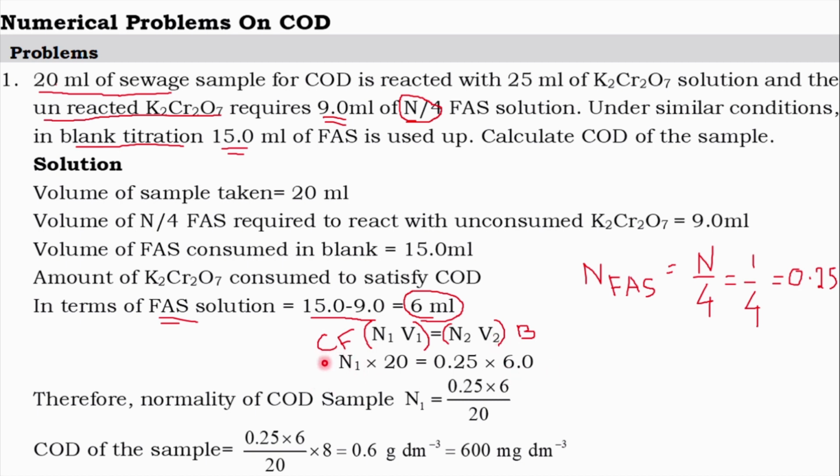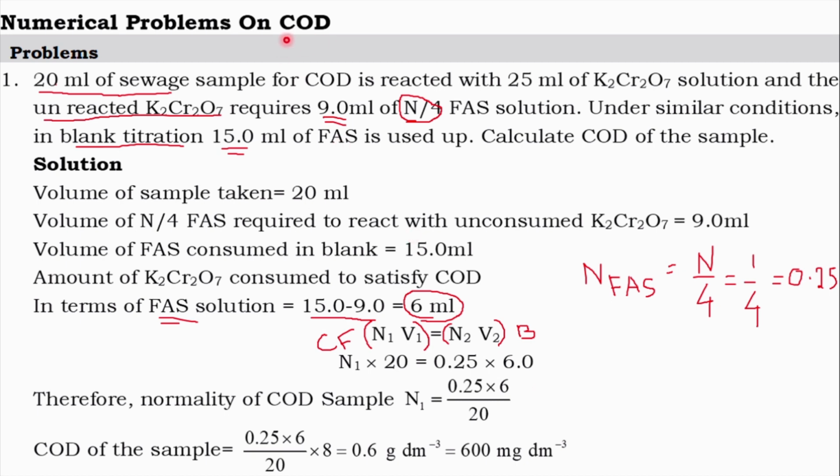Now we need to rearrange this equation to get the value for N1. What is N1? N1 is the normality of the wastewater sample. So that means the amount of pollutants present in the wastewater sample, that is the strength. And it is simplified. Once the answer is obtained, we have to express this as COD.